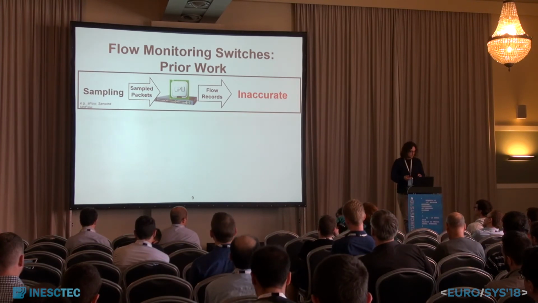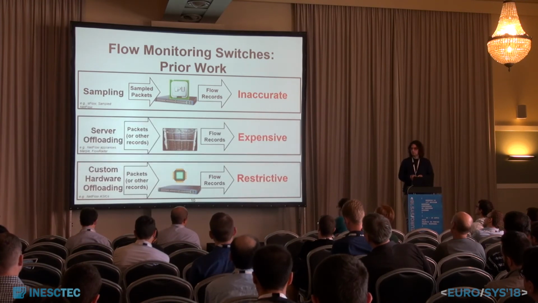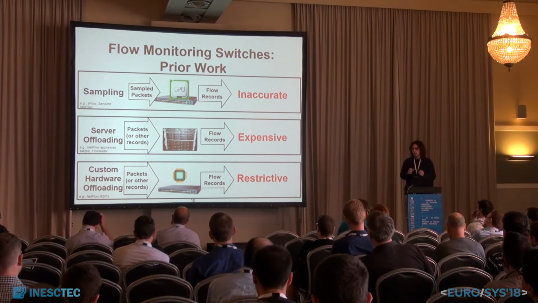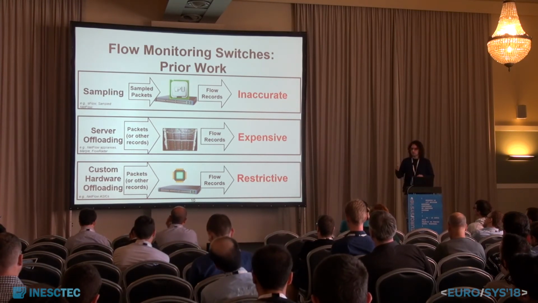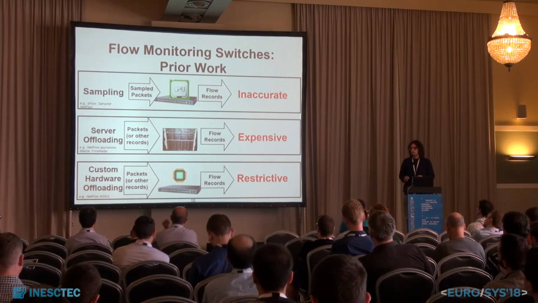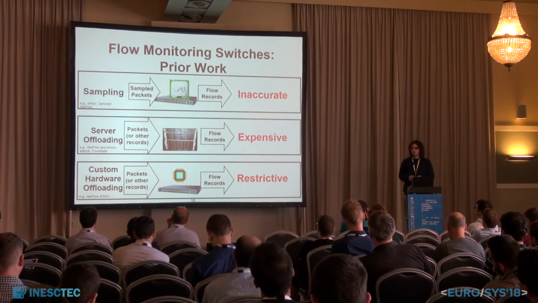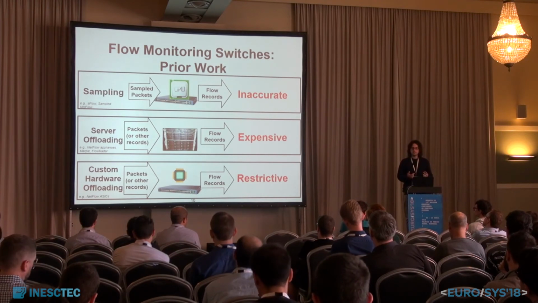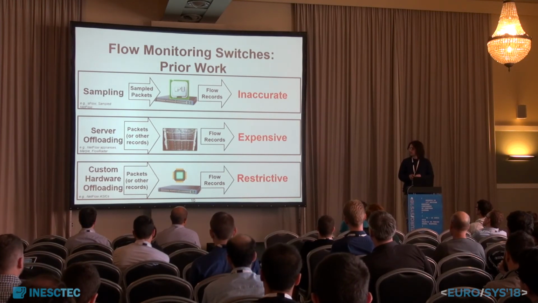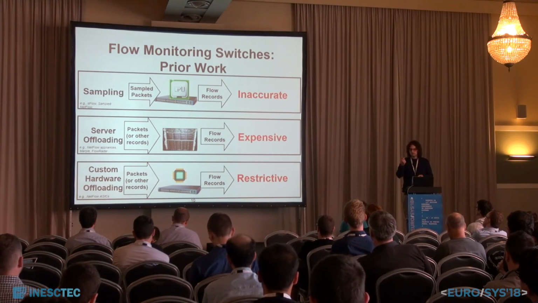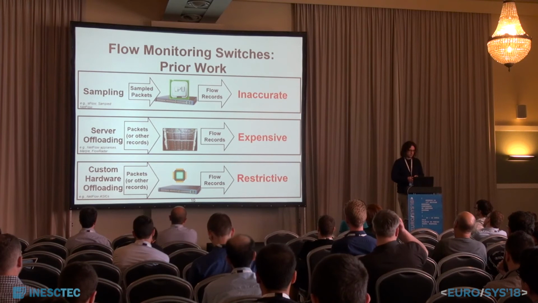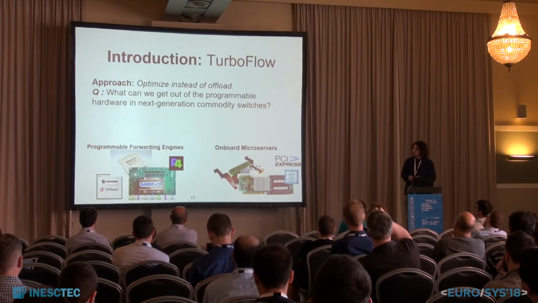Now, to overcome the limitations of sampling, prior approaches mostly focus on offloading, taking the work that you need to do to generate flow records and pushing it off somewhere else, either to clusters of servers, which is expensive because you need many servers to cover the packets forwarded even by an individual switch, or to custom hardware, such as NetFlow ASICs. Custom hardware is limiting in a different way because it restricts you to flow features that are baked into the hardware. It also locks you into using non-commodity switches. And so the idea in TurboFlow is, instead of offloading, let's try optimizing.